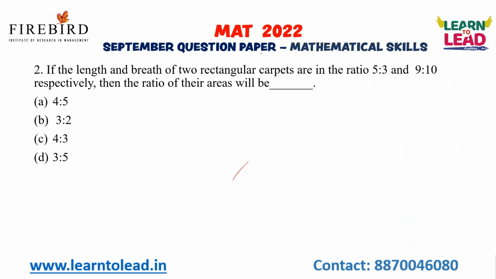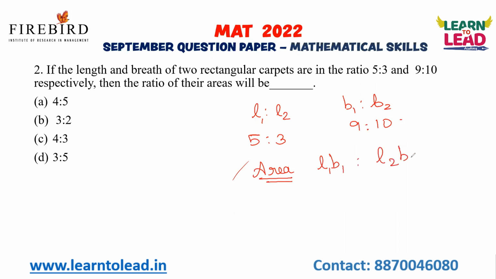Now, see here, the lengths of the two rectangular carpets, L1 and L2, are in the ratio 5:3, and the breadths, B1 and B2, are in the ratio 9:10. Find the ratio of their areas. So we know that the area of a rectangle is length into breadth. So L1 into B1 to the ratio of L2 into B2. What is L1? 5. And B1 is 9, to L2 3 and B2 is 10. So 5 9s are 45 is to 30. You can cancel both in terms of 15 table. You'll get 3 is to 2 as your answer.